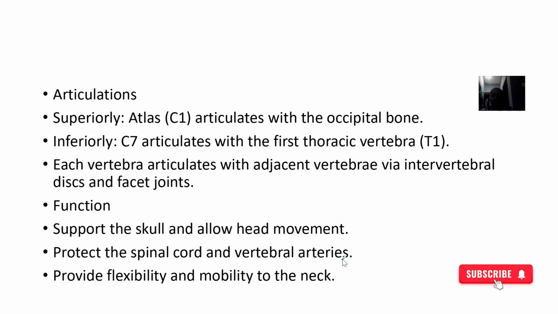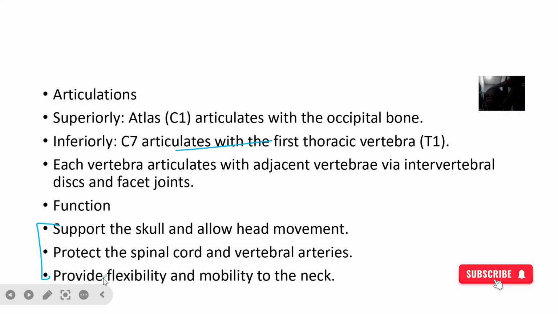Okay, so articulation. Superiorly, the C1 articulates with the occipital bone. Down below, the C7 articulates with the first thoracic vertebra, you understand? So each of them, you should know what they articulate with side to side, the vertebrae. That's via the intervertebral disc and the facet joints. So they basically support the skull and they allow head movement. They protect the spinal cord and the vertebral arteries.